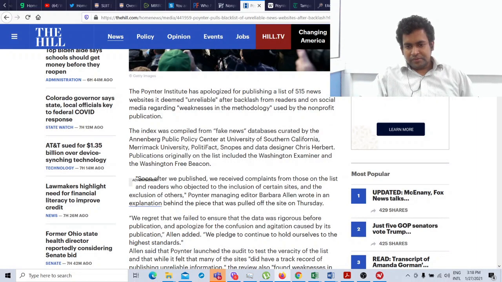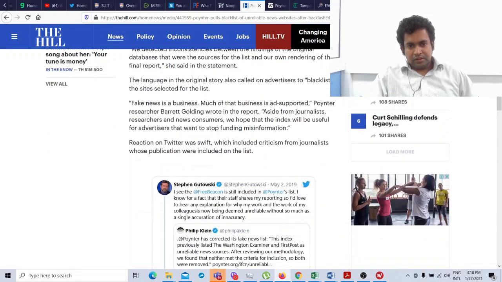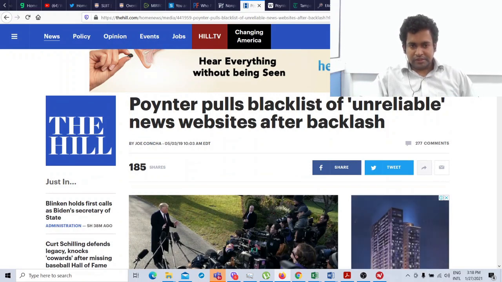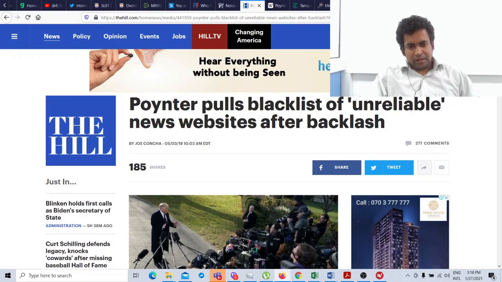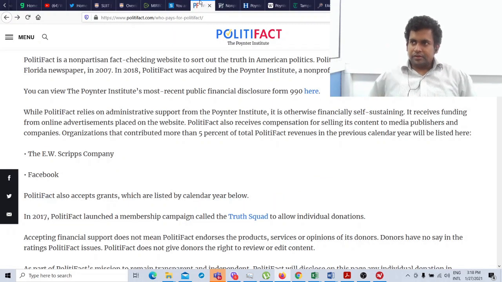Basically, all the blacklisted websites were conservative websites in the US, right? So there was a huge backlash, and they had to retract the blacklist. So obviously they are political, they have a liberal bias. Again, that's fine, they can do politics, but the problem is these people are given this status by the social media companies. They are given this unwarranted power that they can basically control the information in social media.